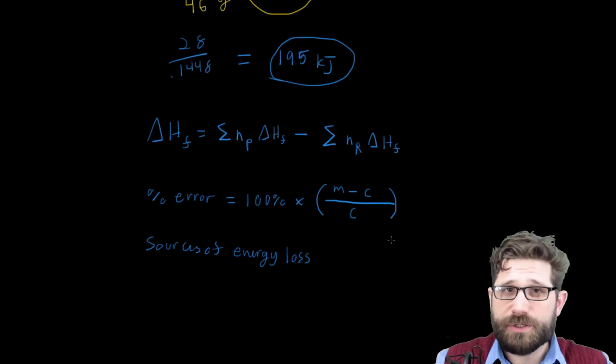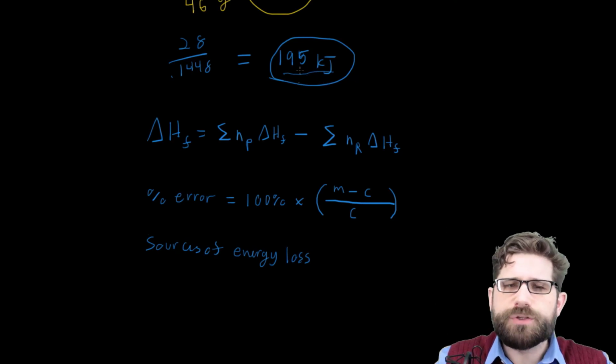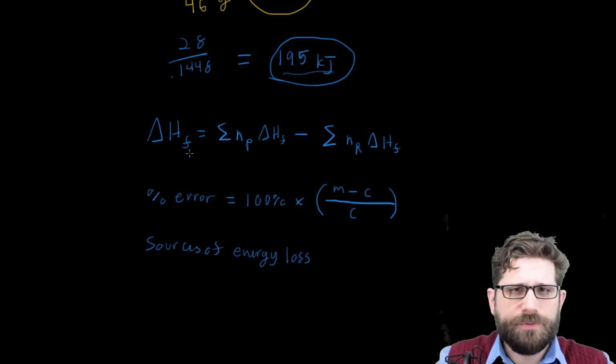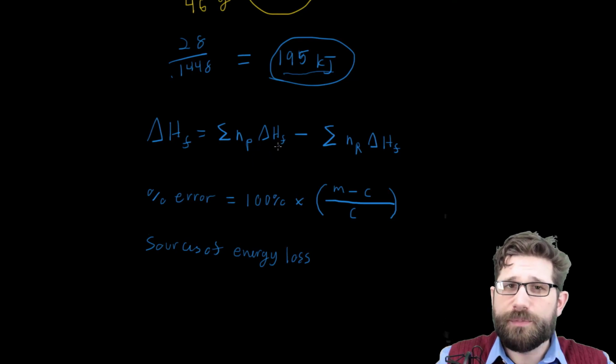So for your discussion section, you'll need that calculation that you just did with your measured values to figure out what your measured enthalpy of combustion was. And then you should calculate the actual enthalpy of the combustion of ethanol by doing the same equation we do normally for calculating the enthalpy of formation, taking the enthalpy of formation of your products minus the enthalpy of formation of all of your reactants.